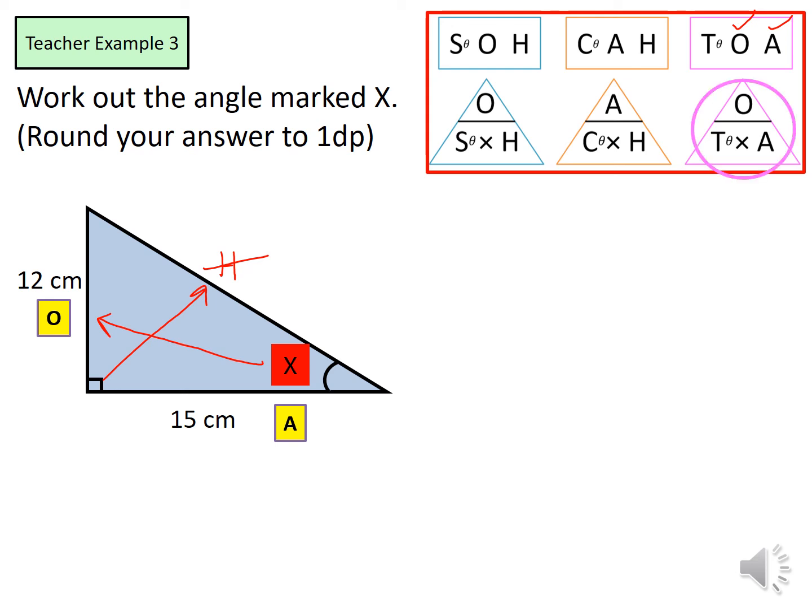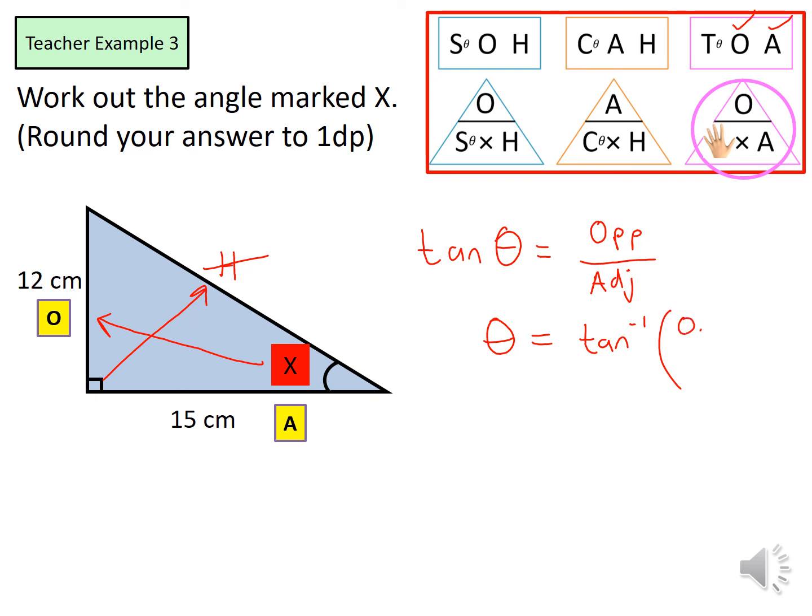Okay, circle that up. We're trying to work out what the angle is, so we need to cover up tan theta or tan angle. So what you would have written down is this. You're going to write down tan theta equals opposite over adjacent. We want to get this theta, this angle, on its own, so we need to get rid of the tan. So the angle equals tan inverse opposite over adjacent.